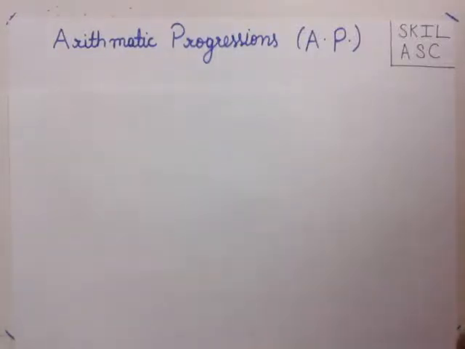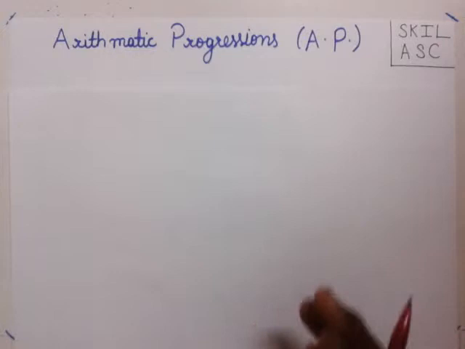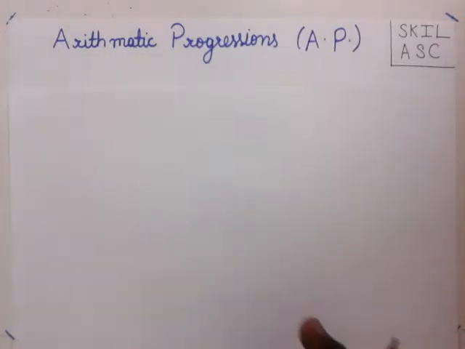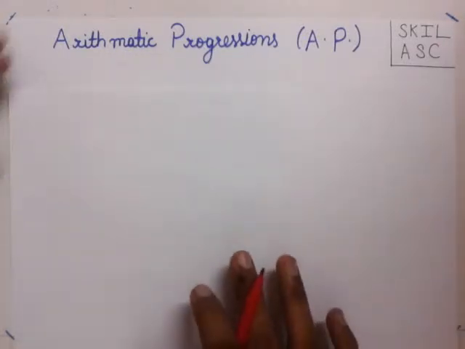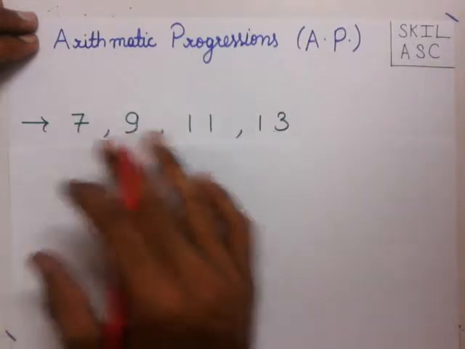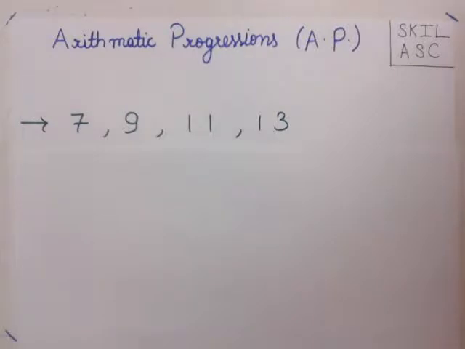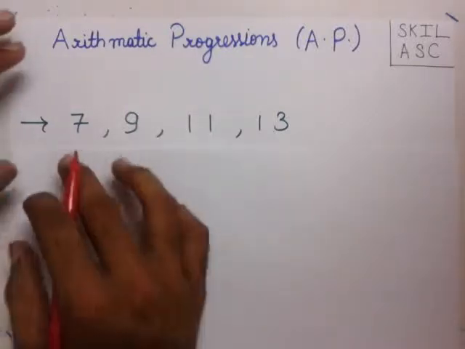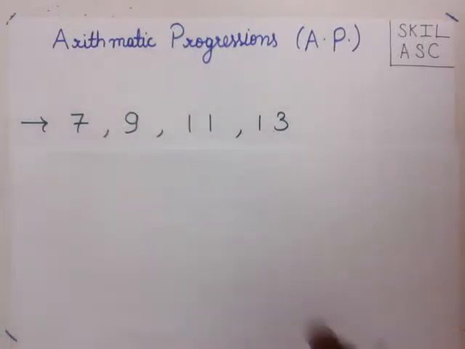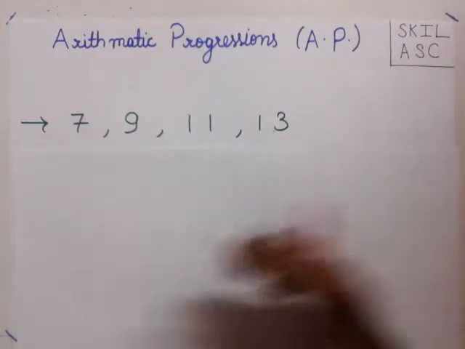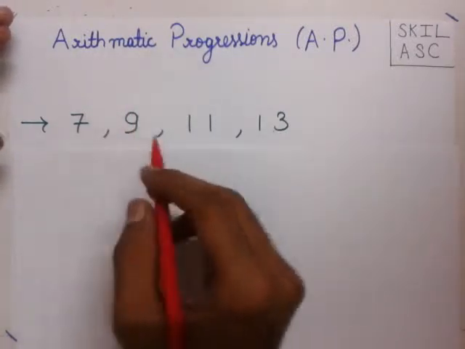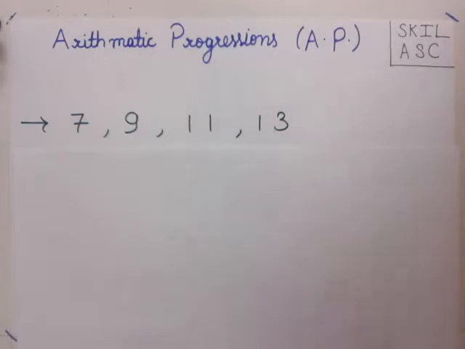So what are arithmetic progressions? To make it easier to understand, first of all we are going to see a few examples, then we will take the definition of arithmetic progressions. First of all we see this sequence which consists of 7, 9, 11 and 13. You must know that 7, 9, 11 and 13 all are called terms. 7 is the first term, 9 is the second term, 11 is the third term and 13 is the fourth term.